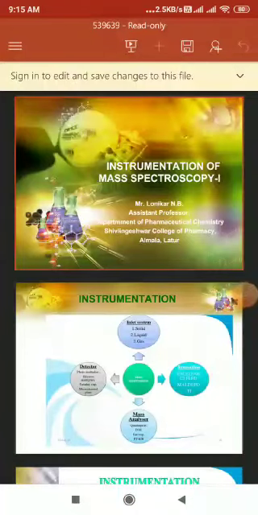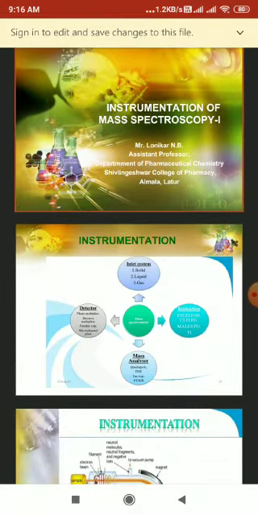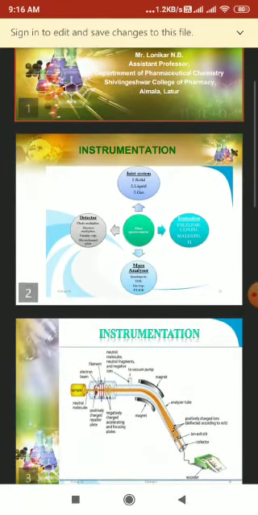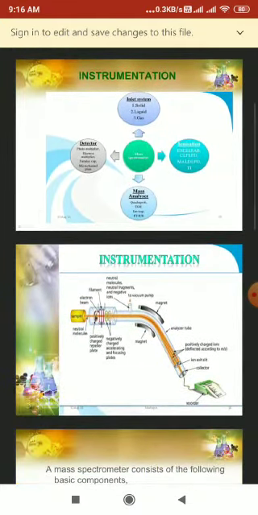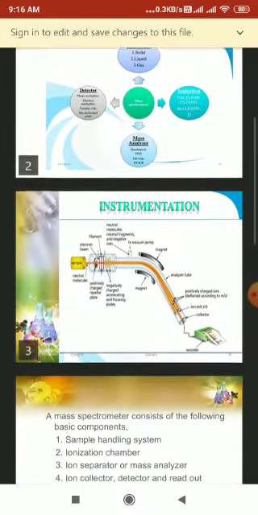Today we have learned about instrumentation of mass spectroscopy. This instrumentation is divided into two parts. This PPT presentation contains the first part of instrumentation of mass spectroscopy. A mass spectrometer consists of the following basic components. The schematic diagram is given in the PowerPoint slides.